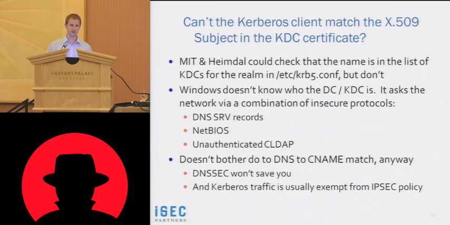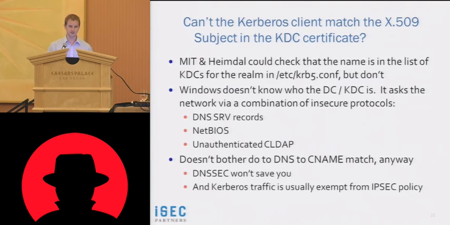They don't know their KDC. They have to discover it dynamically. They might have moved to a different part of the network. The administration configuration might have changed. So Windows clients are going to wake up. They're going to ask DNS SRV records. They're going to ask NetBIOS broadcasts. They're going to do a connectionless LDAP that's unauthenticated. A bunch of insecure protocols to try and get a name that they can then bootstrap Kerberos with. So there's no point in trying to match a name that you got from an insecure network protocol with the name you got in your certificate. So they don't even try.